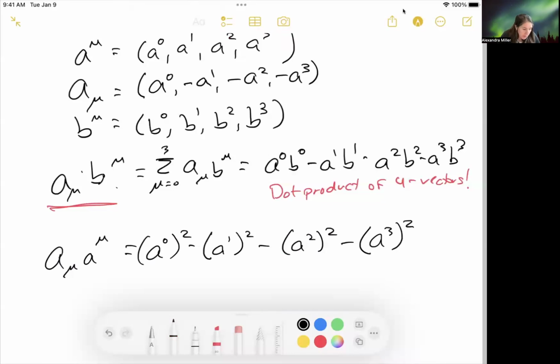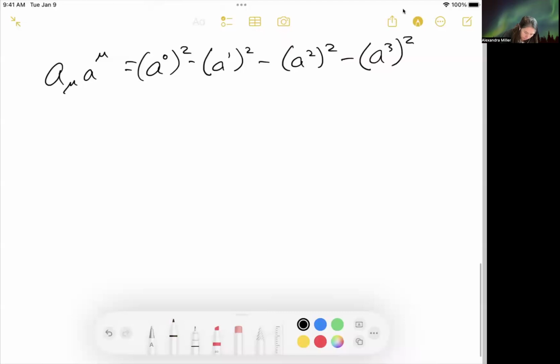We can also use it for slightly more complicated objects, which are known as tensors. Our four vectors are actually just an example of a tensor. These are simply objects with one or more Lorentz indices.